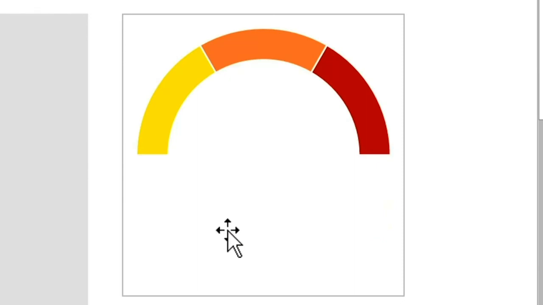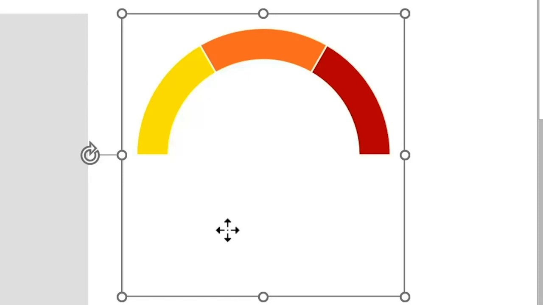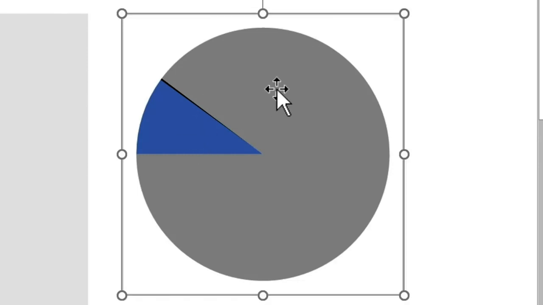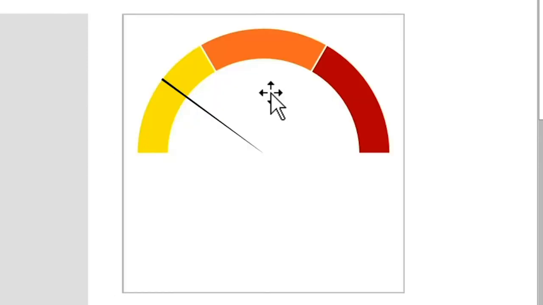We're then going to superimpose a pie chart over the top of that, and the first segment of the pie will be our global sea level rise, the second segment our pointer, and the third segment the rest of the pie. We're then going to hide segment 1 and 3 to give us our final gauge chart.